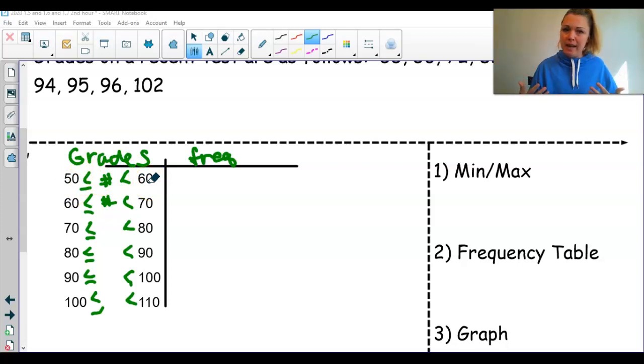Well, if we're going by tens, we're looking for grades that are greater than or equal to 50: 50, 51, 52, 53, 54, 55, 56, 57, 58, 59. That's 10. 60 is not in those 10, so 60 goes to the next bin. 60, 61, 62, so on and so forth, okay? And you do that whether you're going by fives, twos, whatever it may be. So if you were going by fives, 50, 51, 52, 53, 54, so it would be numbers greater than or equal to 50, but less than 55.